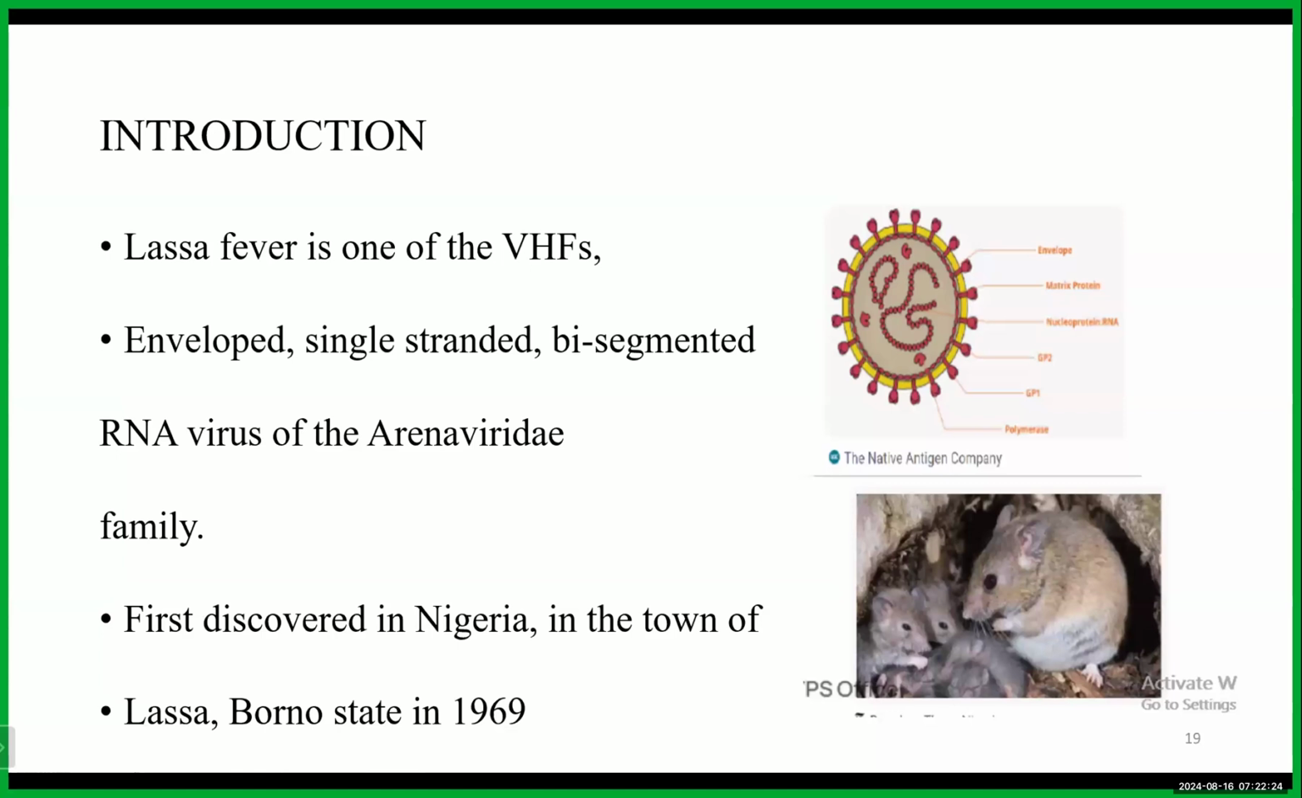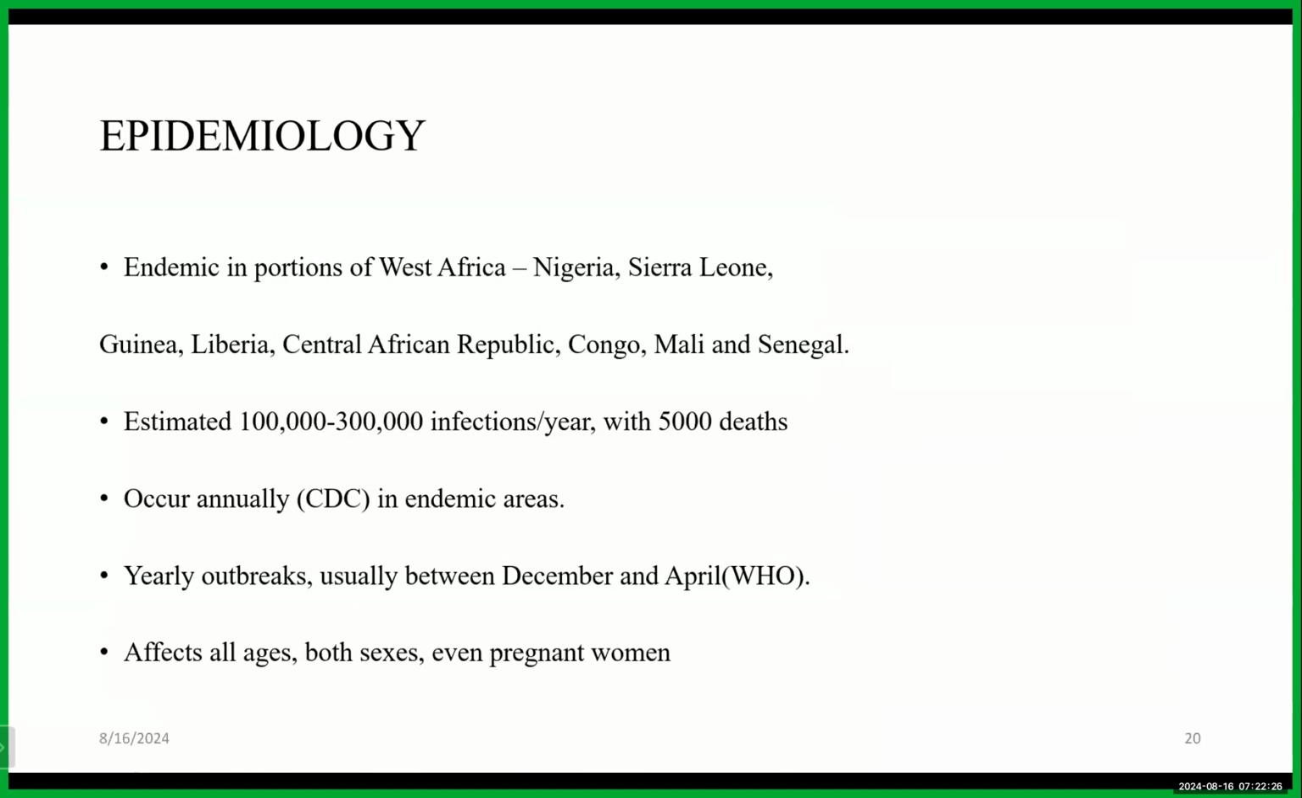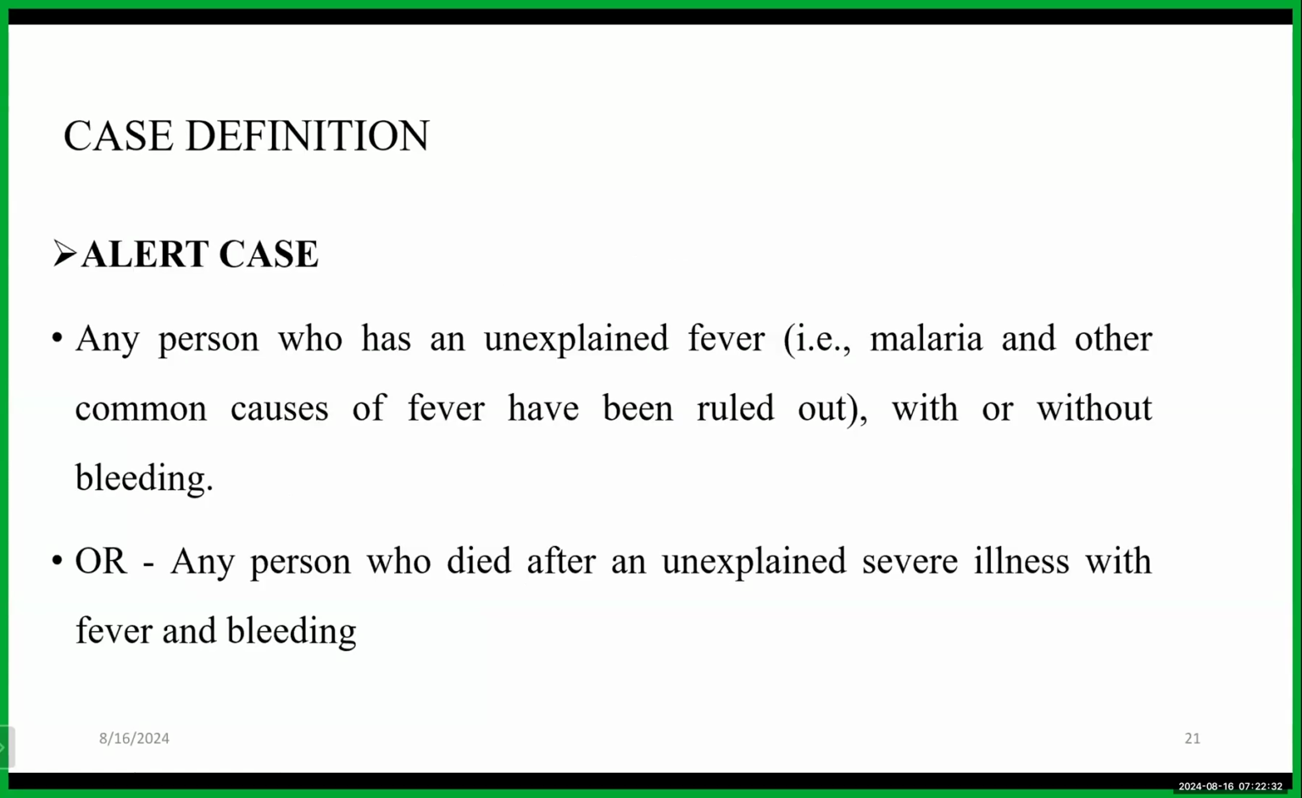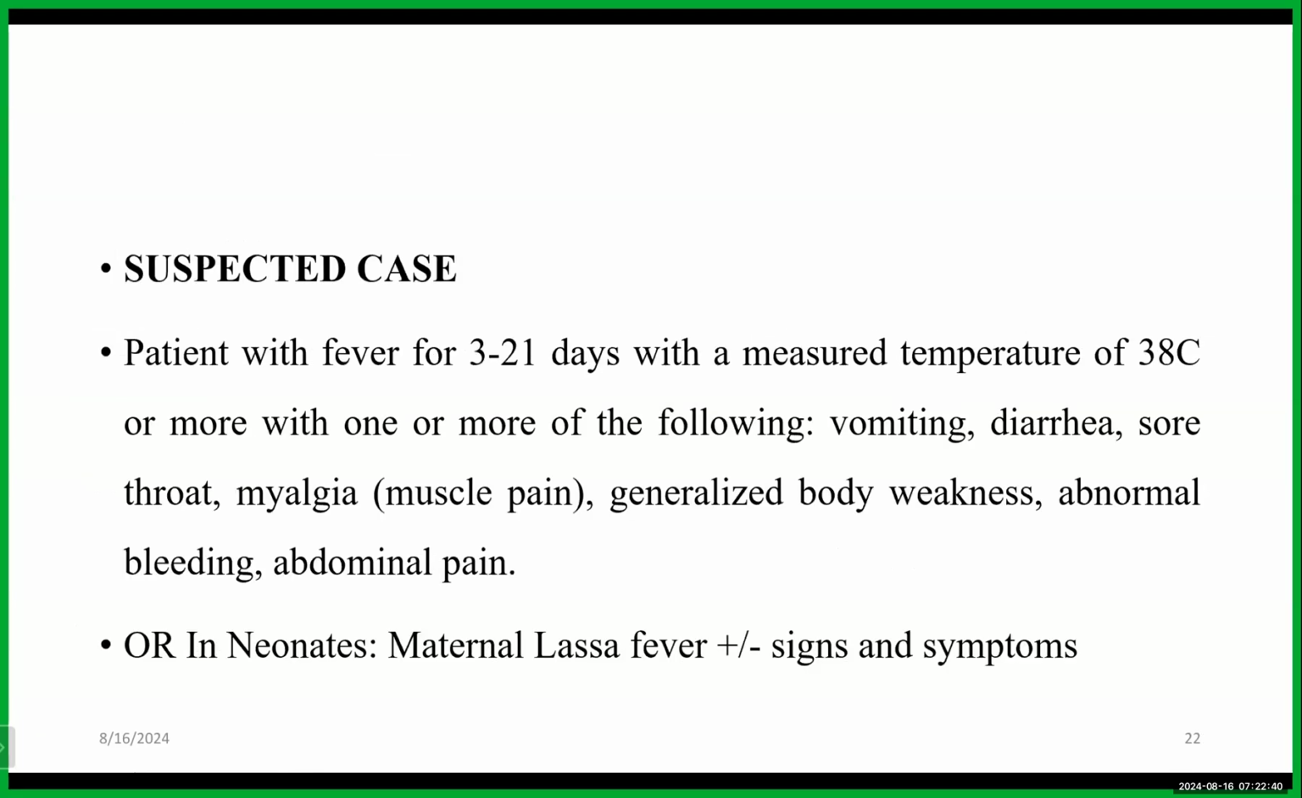So we all know that it's one of the viral hemorrhagic fevers and belongs to the arenaviruses, and outbreaks are usually between December and April. An important thing we have to know is what the alert case is, which is a person with unexplained fever, with or without bleeding. Then the suspected case is anybody with fever for 3 to 21 days, with or without vomiting, diarrhea, and some of those symptoms also presented with.